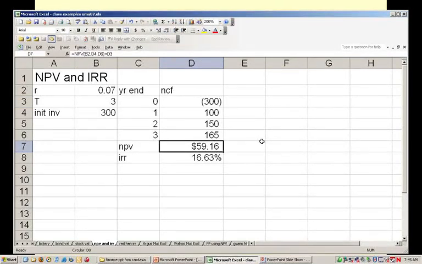Another interpretation of the $59.16 is that if we embark on this business opportunity, it will add $59.16 to the value of the firm. Another interpretation is that this project generates $59.16 more than it costs in present value terms.